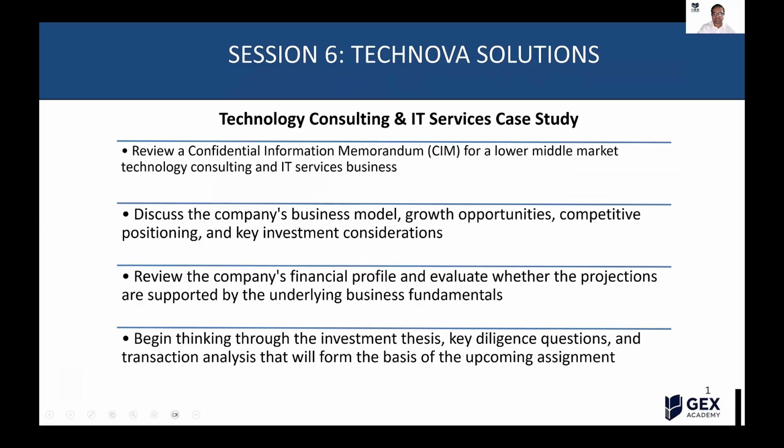So this is session six of the Private Equity Foundations practicum. Beginning with this session, we're going to more or less transition from the foundational concepts covered throughout the boot camp and the earlier practicum sessions into a series of real world case studies. The goal of these case studies is to help you develop the practical skills needed to evaluate lower middle market investment opportunities across different industries and business models.